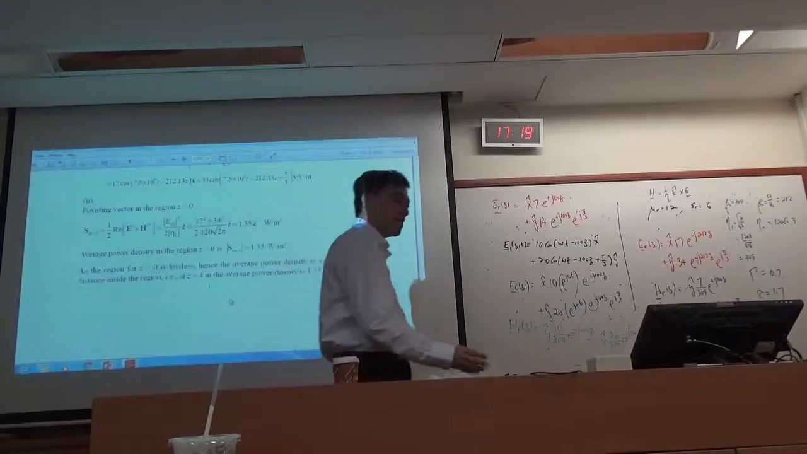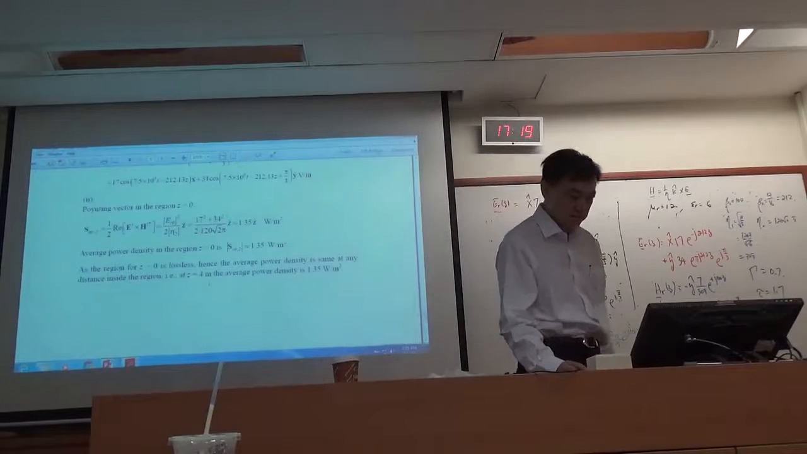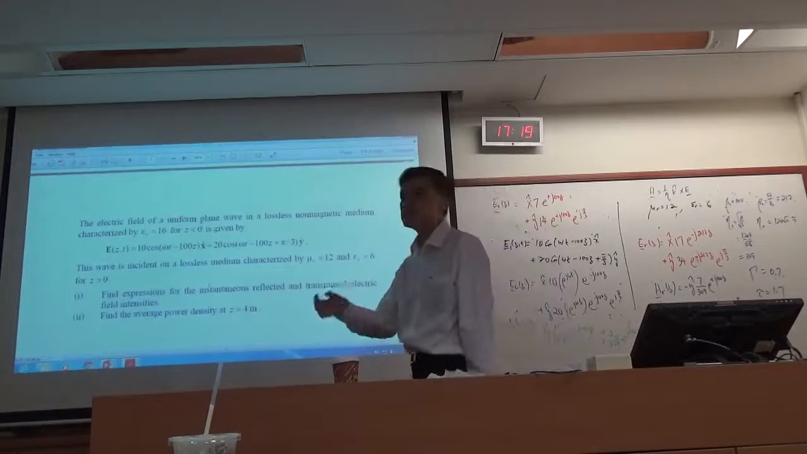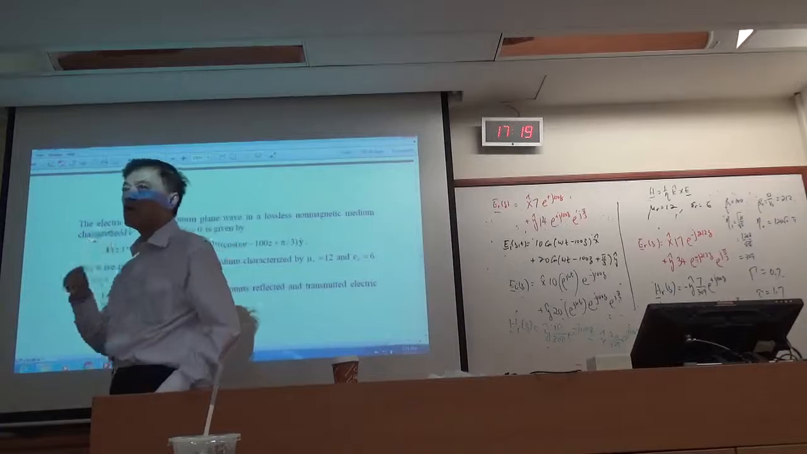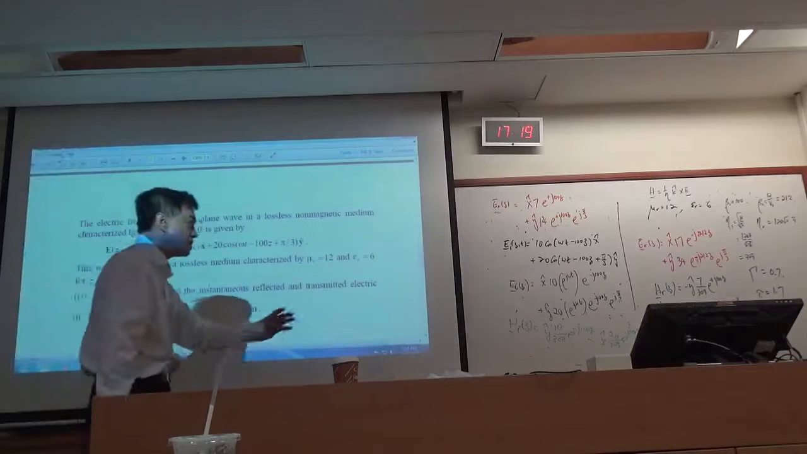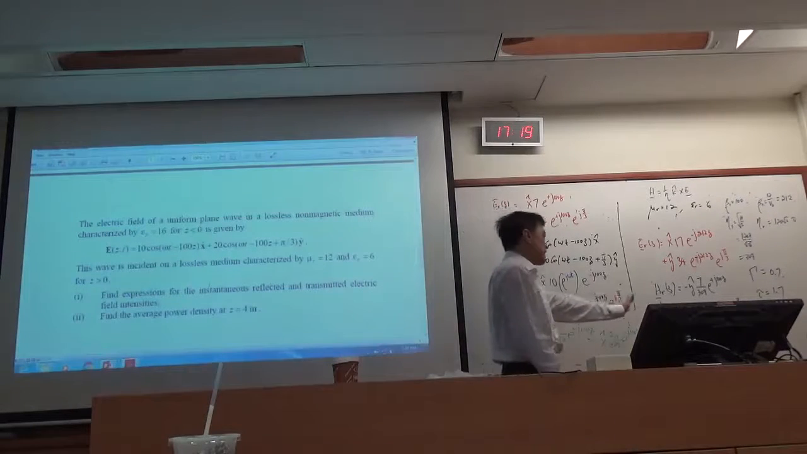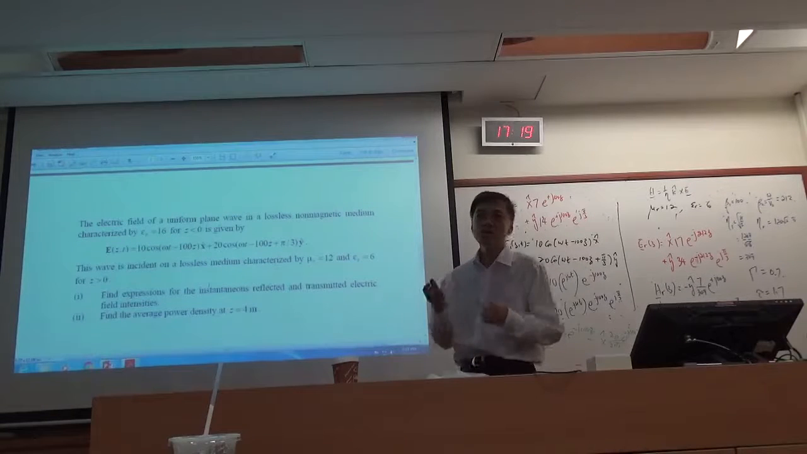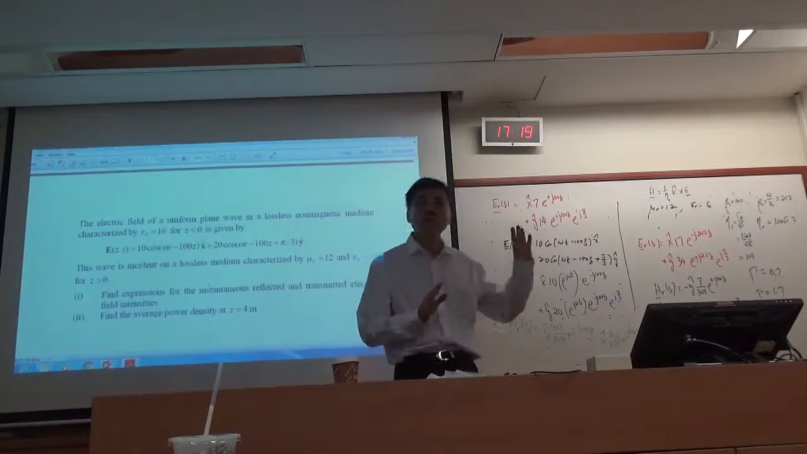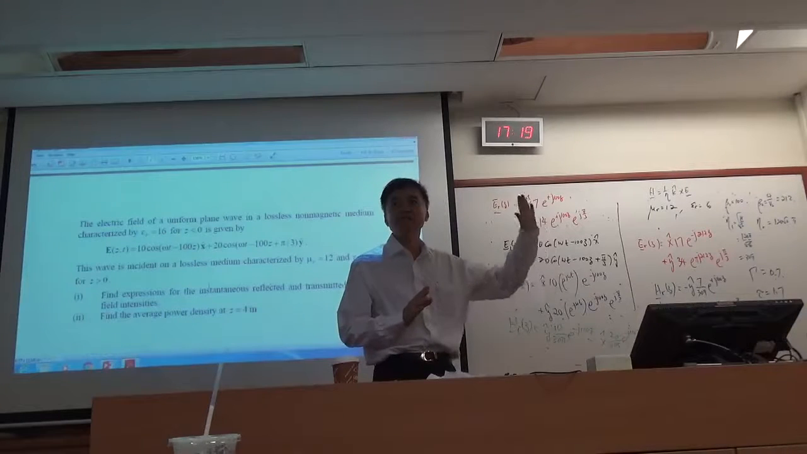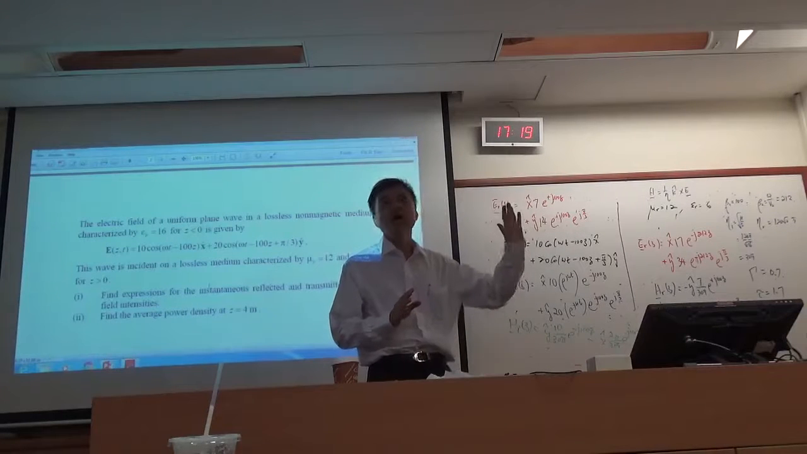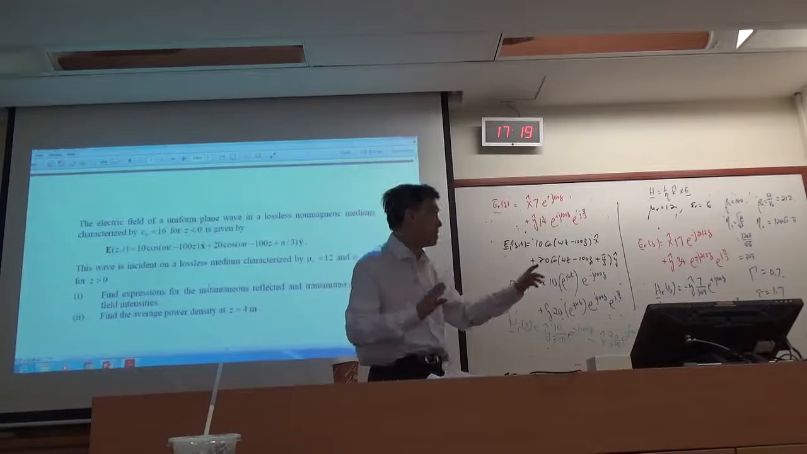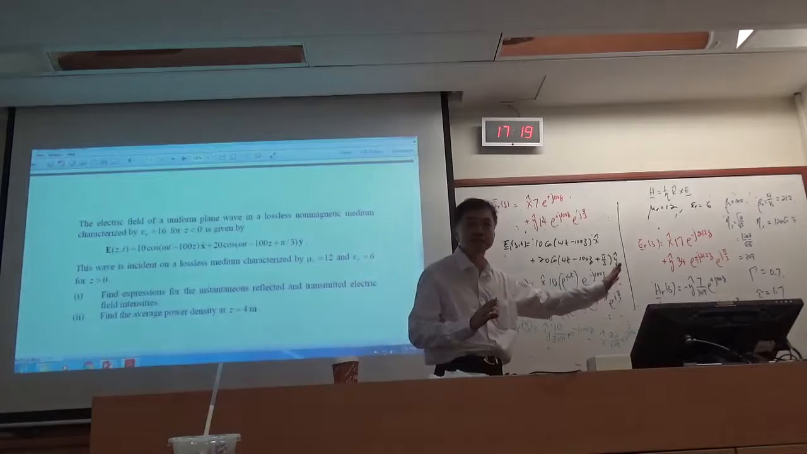The question I'm asking you now is: what is the average power density at Z equal to 4? This is Z less than 0, this is Z greater than 0. Now, in medium 2, it is still a plane wave, and it is a lossless medium.